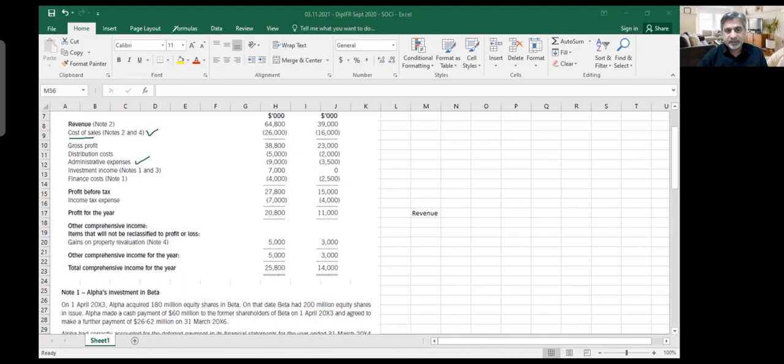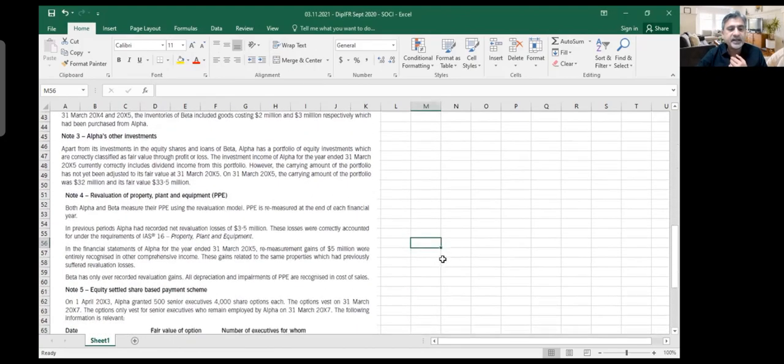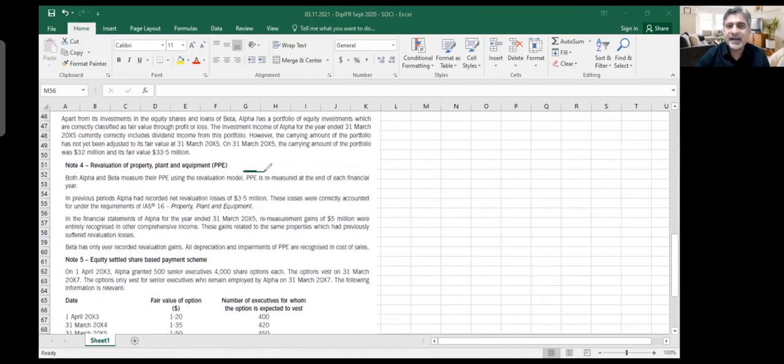And this is what they are doing as well, because they did not tell us what PPE it is. When it says PPE, I was actually thinking, what is it exactly? Is it plant and equipment, or is it land and building? What is it? I didn't know that.